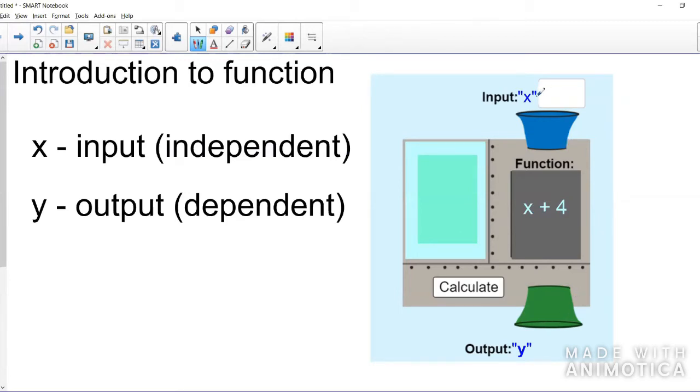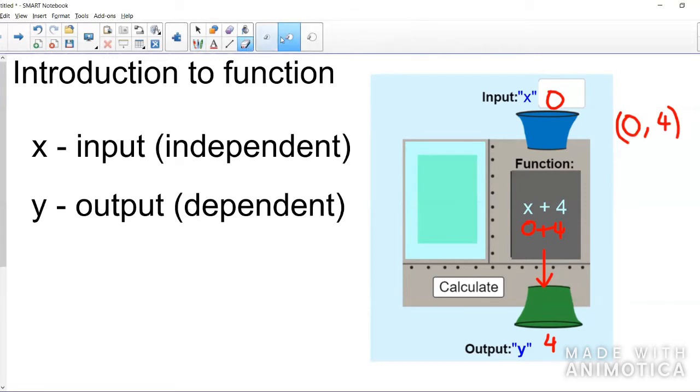Let's just say x is 0. If x is 0, that's the input, so if I evaluate this expression or function, we have 0 plus 4, and 0 plus 4 has the output of 4, which means I have an input of 0 with an output of 4.